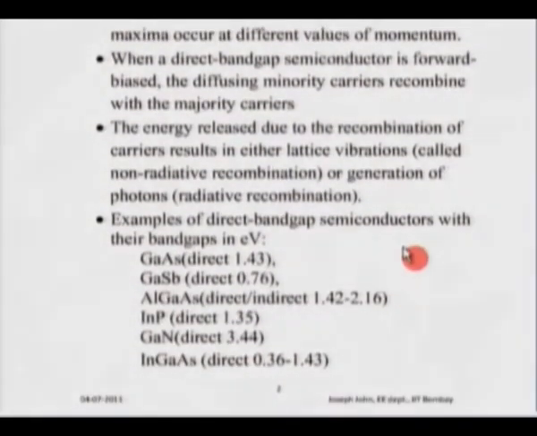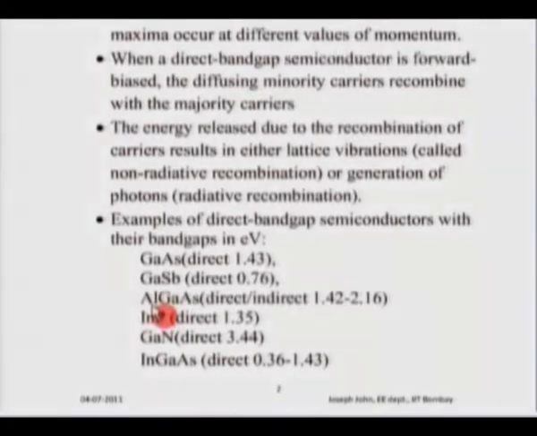Now what I have given here are some examples of direct band gap semiconductors with their band gaps in electron volt in brackets. Most of these direct band gap semiconductors are alloys, or let us say compounds. Gallium arsenide is a very good example. It is a binary compound. It has a direct band gap of 1.43 and so on.